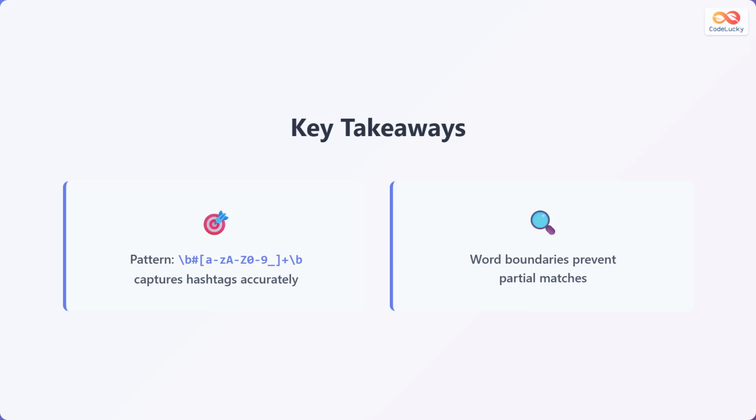Let's summarize the key takeaways. First, the pattern \B#[A-Za-z0-9_]+\b captures hashtags accurately. This pattern ensures that we extract only valid hashtags with alphanumeric characters and underscores. Second, word boundaries prevent partial matches. Using the boundary ensures that we only match complete hashtags and avoid extracting parts of words.